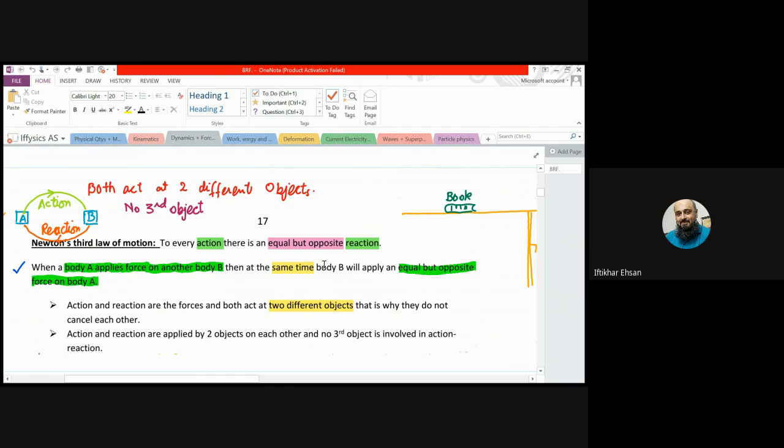And another important point is this. When you hit the wall with your hand, then your hand will again feel the force from where? From the wall. It's not like you hit the wall with your hand and then your hand will experience a force from some other object. No. The same objects will be applying force on each other in action and reaction. If A applies force on B, then B will apply force on A. No other object will be there to apply force on A. They will be applying force on each other when we are looking at action and reaction. In action and reaction, there is no third object involved, right?